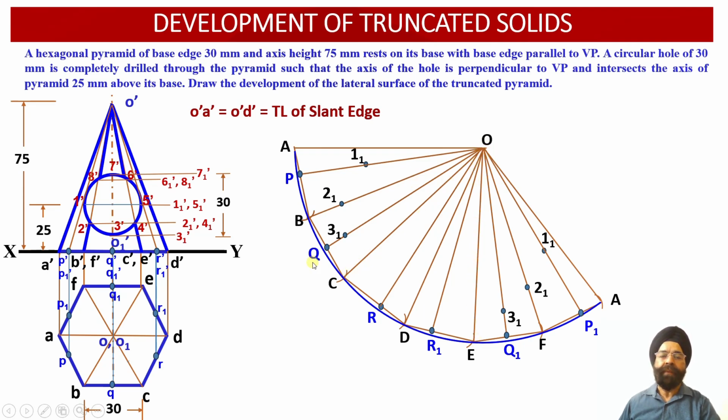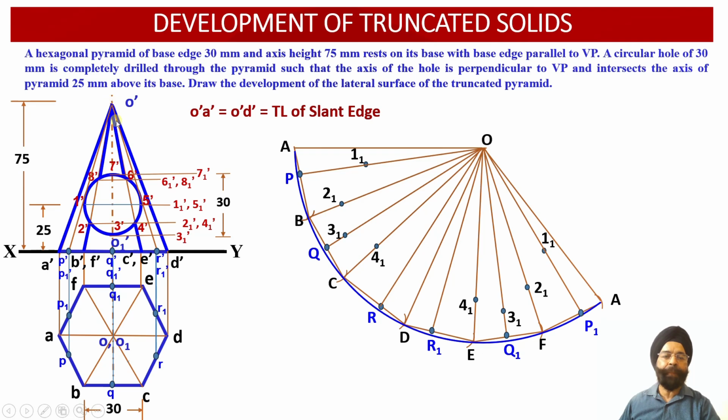Now we will be measuring the radius of the true length corresponding to point 4 dash. This will be O dash 41 dash. This is 41 dash onto the true length. So we'll measure the radius O dash 41 dash. Now mark this radius O41 onto OC as well as onto OE over here. So the 2 points, one in the front face, another one in the rear face corresponding to the hole has been obtained. Next point of intersection is 5 dash.